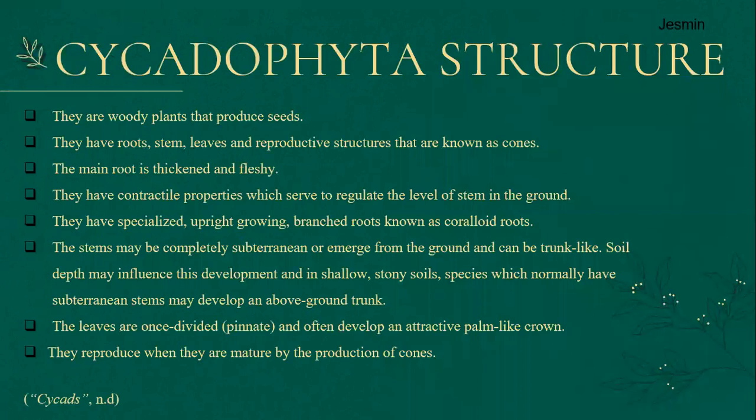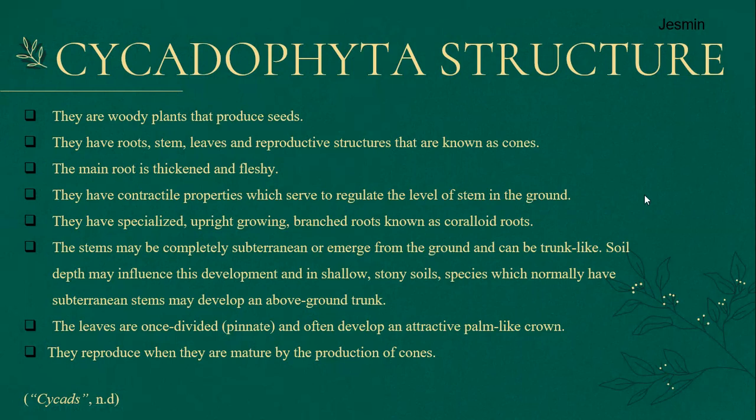We'll be looking at the structure of Cycadophyta. They are woody plants that produce seeds. They have roots, stem, leaves, and reproductive structures that are known as cones. The main root is thickened and fleshy. This is because they have storage capacities, often termed tuberous. They have contractile properties which serve to regulate the level of the stem in the ground.